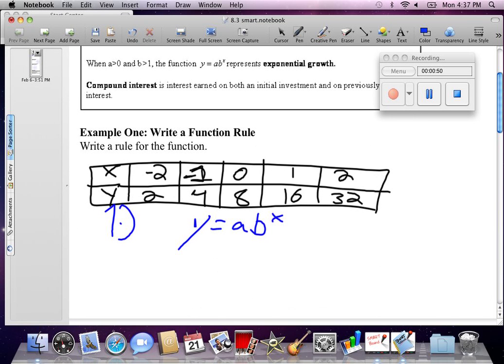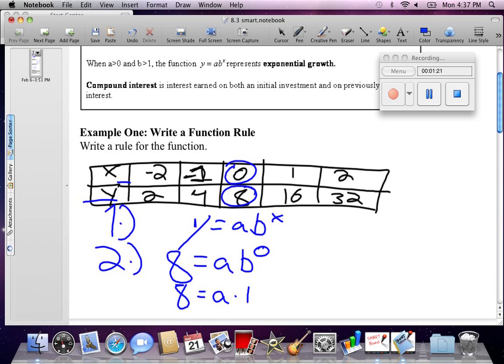So the first thing I'm going to do is plug in 0 for x to find out what a is. Plug in 0 for x and 8 for y. I'm using those because I'm using it from this chart. Those are the x's, those are the y's. So I'm getting 8 equals a, b to the 0. And the reason I used 0 is because anything raised to the 0 power is 1. So I get 8 equals a times 1. So right away, this is step number 2, I know that a is equal to 8.